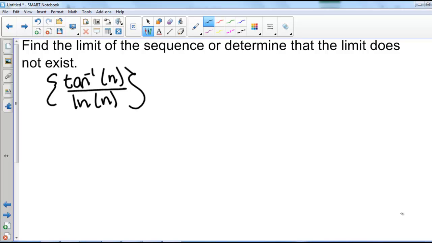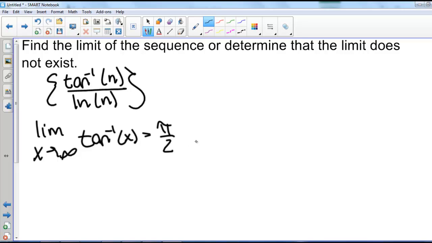Find the limit of the sequence, or determine that the limit does not exist, for the sequence inverse tangent of n divided by the natural log of n. So here we have to remember that the limit as x goes to infinity of the inverse tangent of x equals pi over 2, and the limit as x goes to infinity of the natural log of x equals infinity.